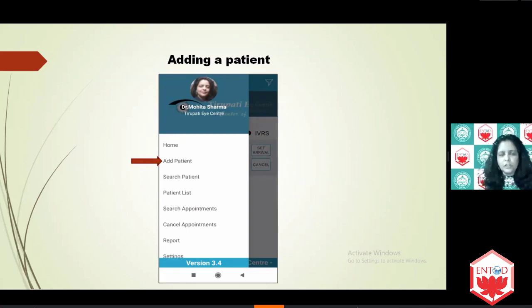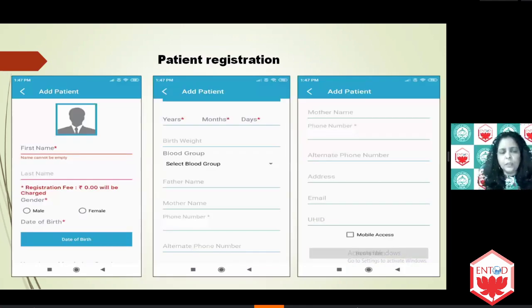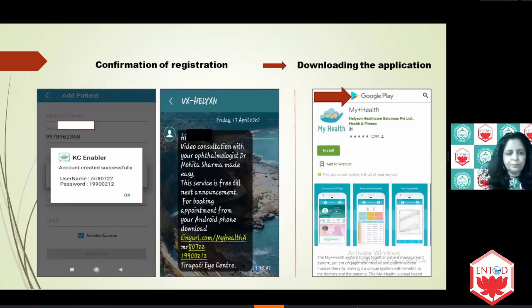Now, I'll just take you through a small walkthrough of the app that we are using. Whenever a patient contacts us, we can add the patient here. We add the patient by sending a Google form to the patient, who can fill it up, or our person can fill up the details of the patient. All these details are not necessary. What is necessary is just the name and the gender of the patient, and we get started.